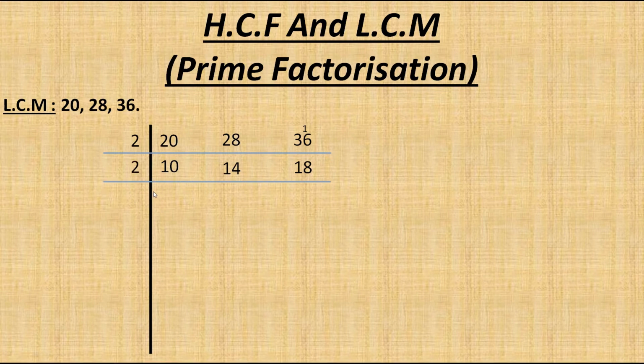So 2 5s are 10. Next here 2 7s are 14. Next here 2 9s are 18. Now all these three numbers are odd. So we have to think of the next prime number, that is 3. And 3 can only divide this 9.